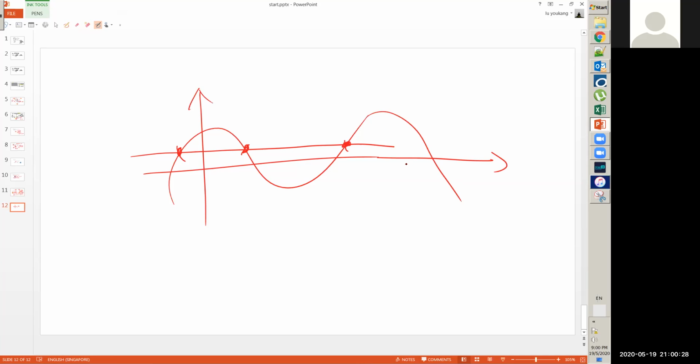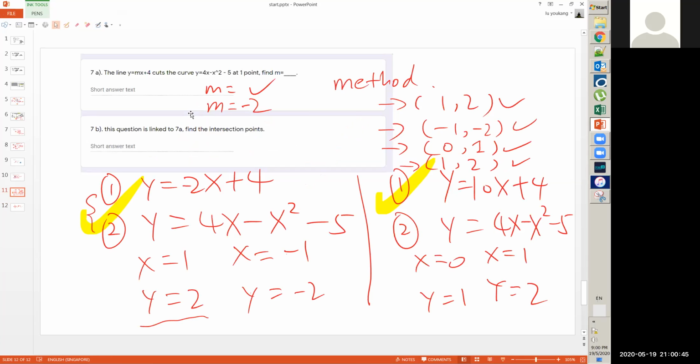Like I say, for this question, the more important part is how to solve. This question alone, the important part is the techniques or the method to solve, not so much the answer you get.